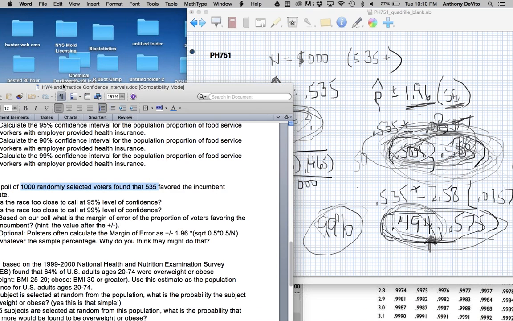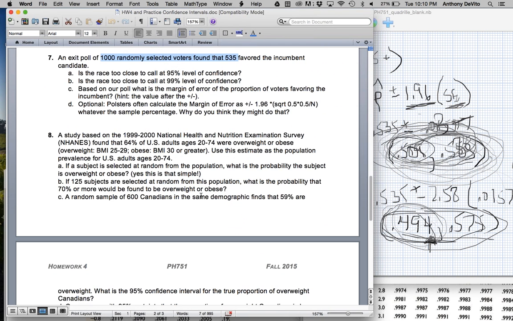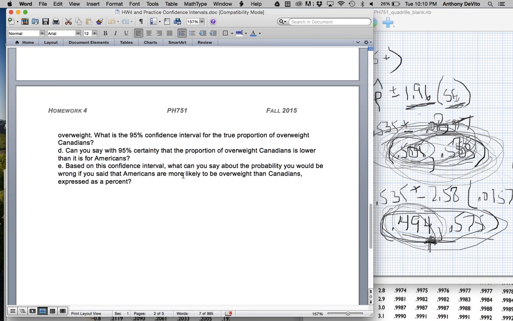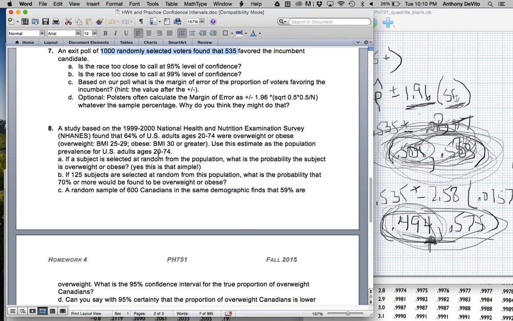All right, let me just take a quick look at these other two problems. A study based on the National Health and Nutrition Examination Survey found that 64% of adults, that's 0.64, in that age group were overweight or obese. We're going to assume that's the proportion for the entire population. If a subject is selected at random from the population, what's the probability that the subject is overweight or obese? That's just that simple. In other words, what's the probability that a random person will be overweight or obese?